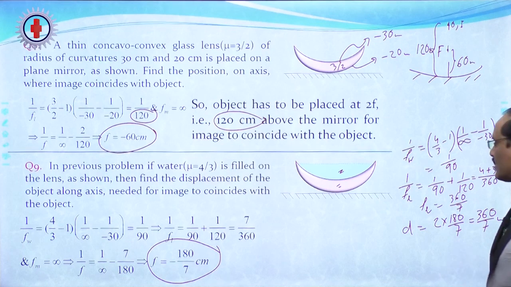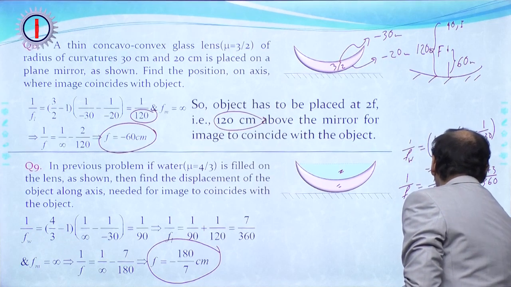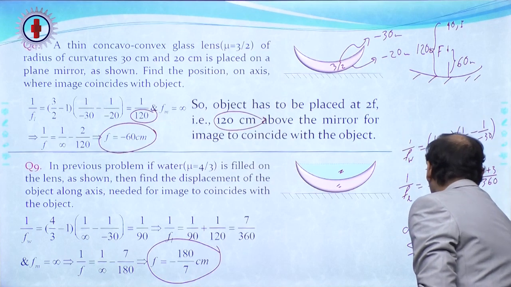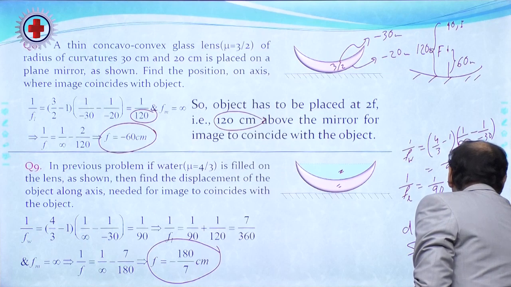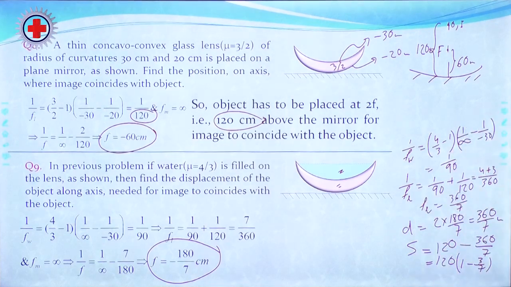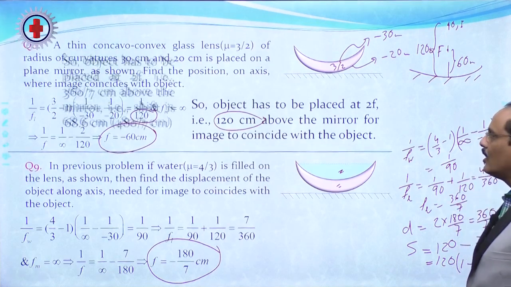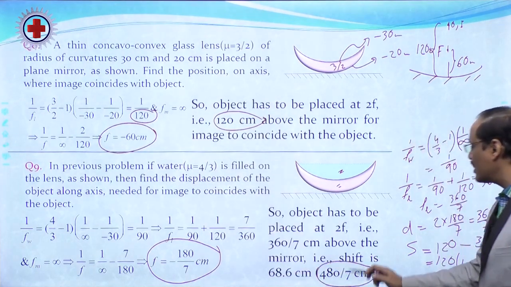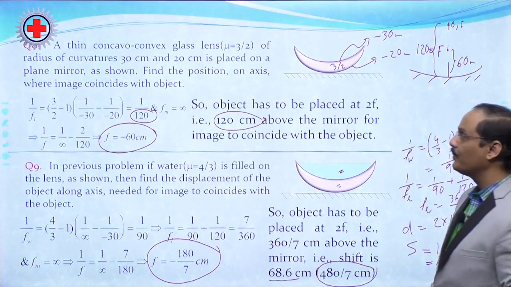So, you need to shift. How much will be the shift? That will be initially 120 minus 360 by 7. So, you get 120 into 1 minus 3 by 7, that is 4 by 7 into 120 or 480 by 7 centimeter. So, the object has to be shifted by 480 by 7 centimeter. This much has to be the shift, which is approximately 68.6 centimeter. Clear?